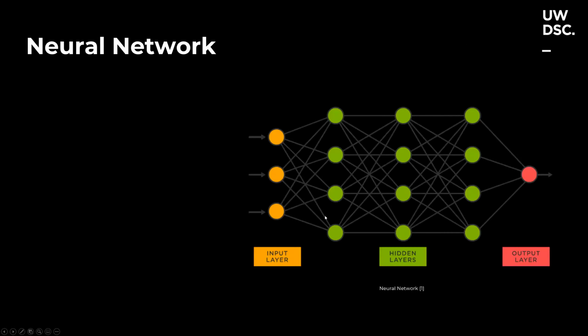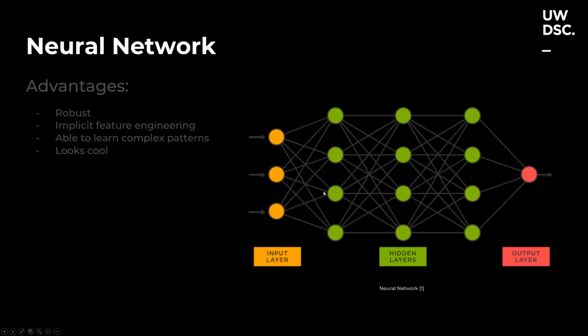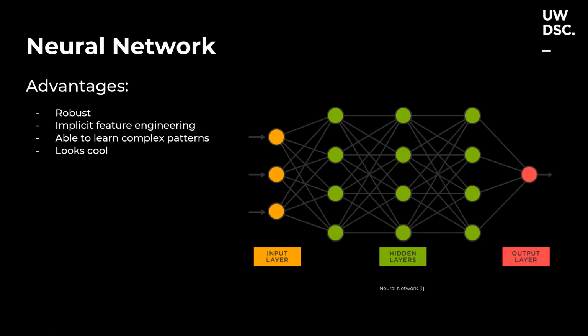If we take a closer look at this simple neural network, we will see it's pretty robust, since you have very intricate connections between each layer, and thus it does the feature engineering or feature selection for us, and it will be able to learn very complex patterns, and it looks cool, of course.